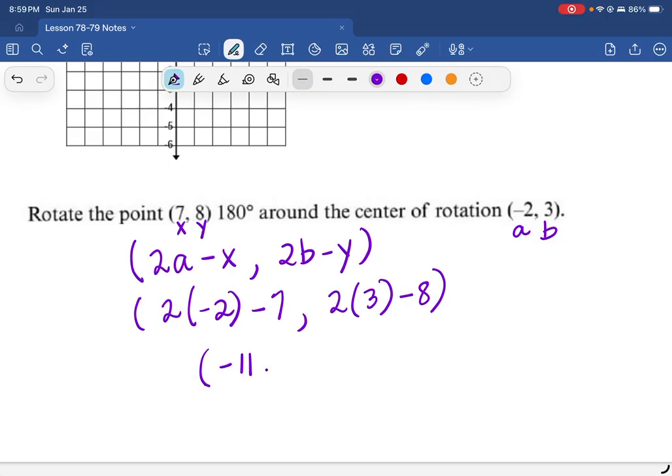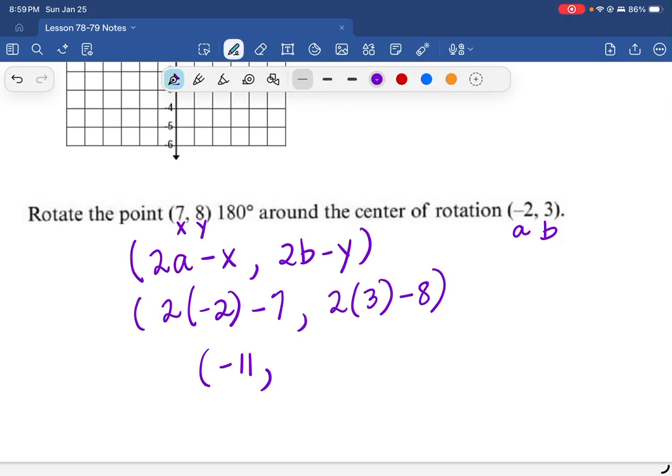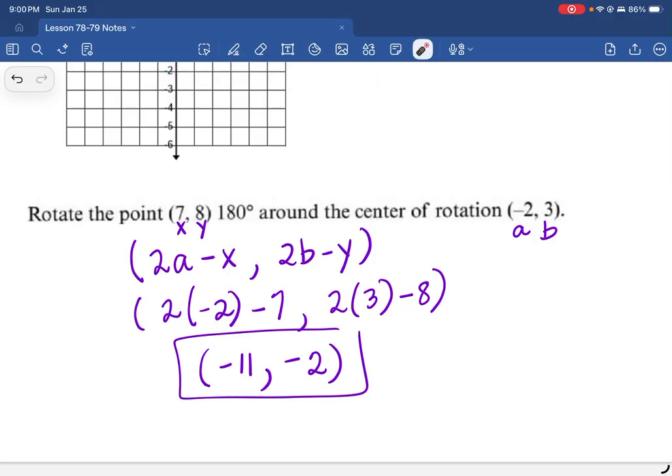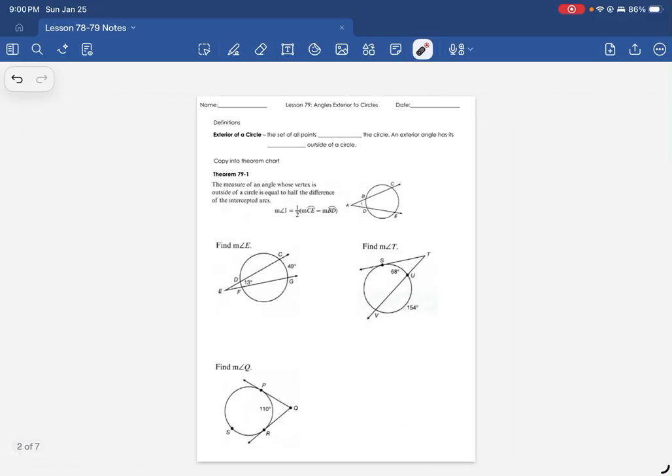Let's start with finding the measure of angle E. Notice it's an exterior of a circle angle, so we're going to apply our new formula in which we subtract the big arc minus the small arc and divide by 2 to find angle E. Angle E is equal to 49 degrees minus 13 degrees divided by 2. Therefore, angle E is equal to 18 degrees.